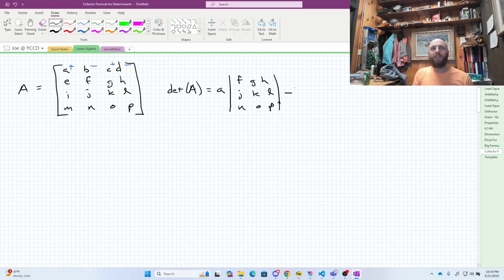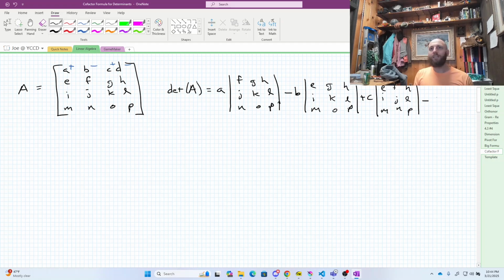Then I'm going to do minus B times the determinant of first column is going to be EIM, because I'm deleting the row and column that B are in, right? I'm going to skip the column that B is in, and I'm going to get GKO and HLP for that third column. Then I'm going to add C times, and I need to delete the row and column that C are in. So I'm going to get EIM, FJN, and HLP.